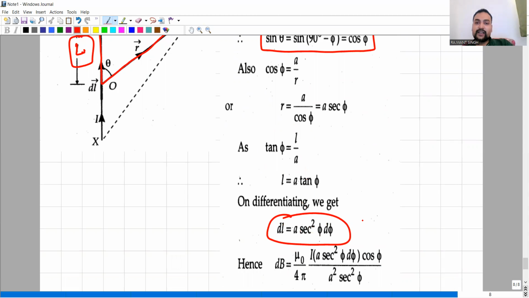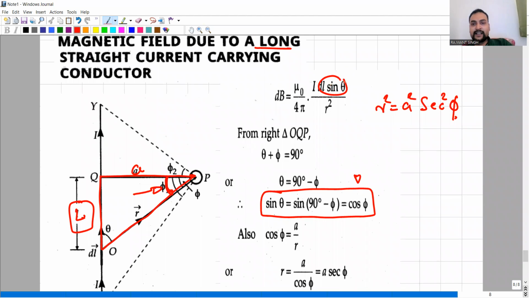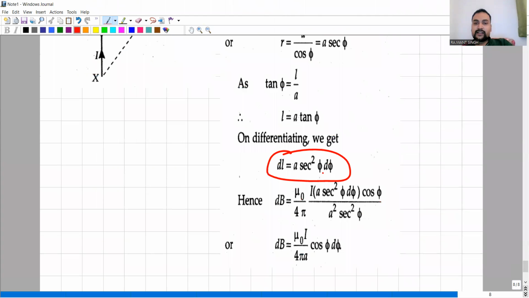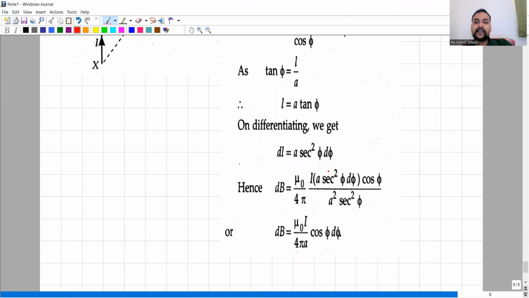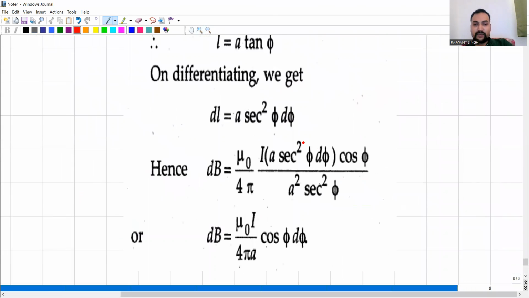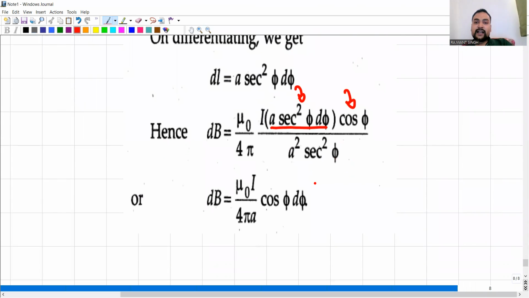So now we see we have successfully converted all the three required values. That is, sine theta is now converted into cos phi, r square is converted into a square sec square phi, and dl is converted into a sec square phi d phi. All these three values are put in to replace the original values. So dl will become a sec square phi d phi, sine theta will become cos phi, and r square will become a square sec square phi.